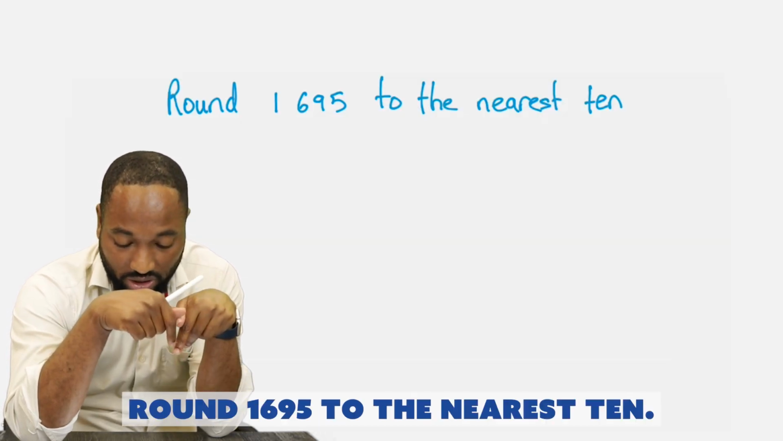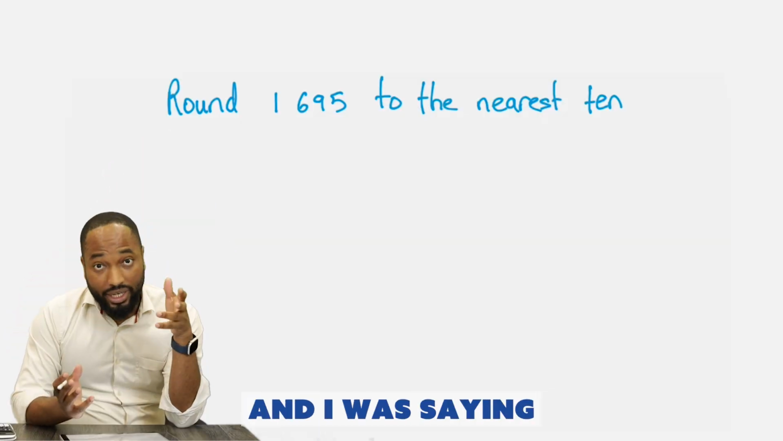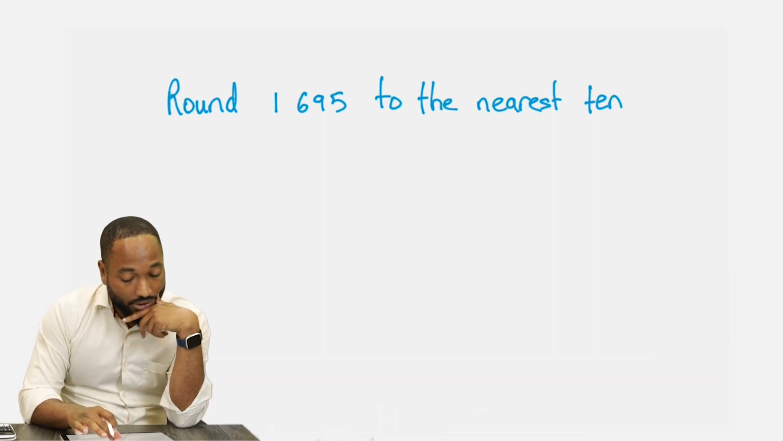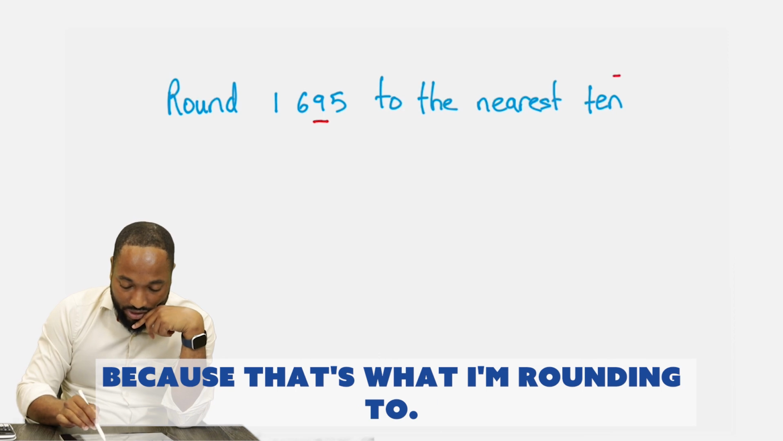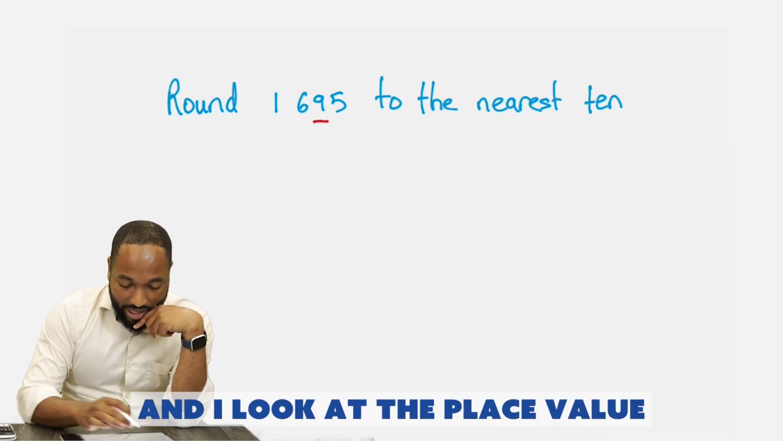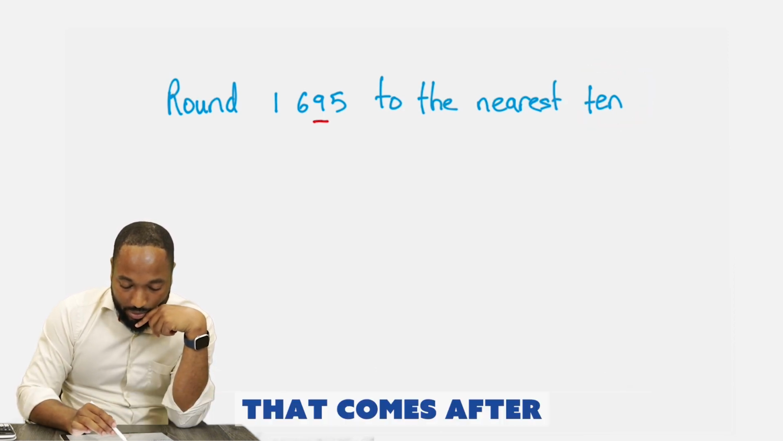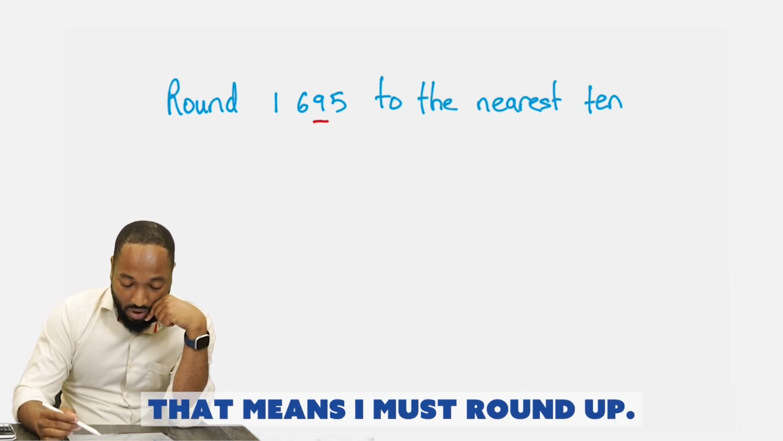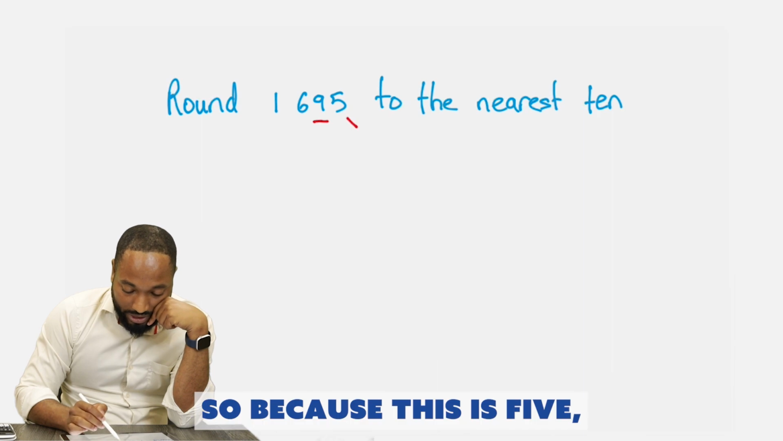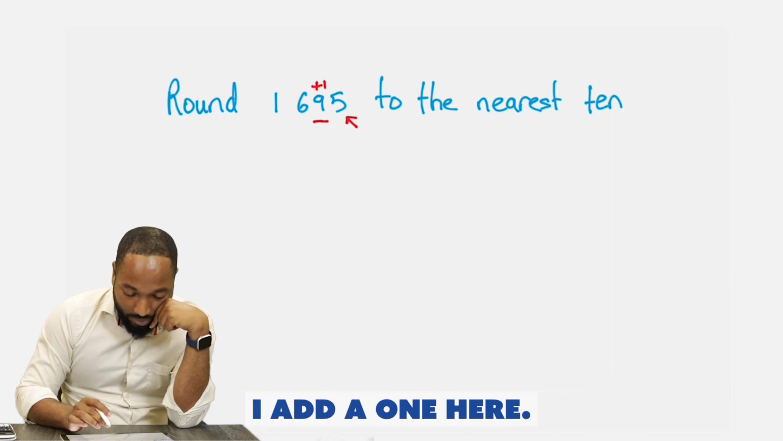Round 1,695 to the nearest 10. And I was saying this may be one of the tricky ones. So I underline the tens place value because that's what I'm rounding to, nearest 10. And I look at the place value that comes after. I see the digit 5. That means I must round up. So because this is 5, I add 1 here.